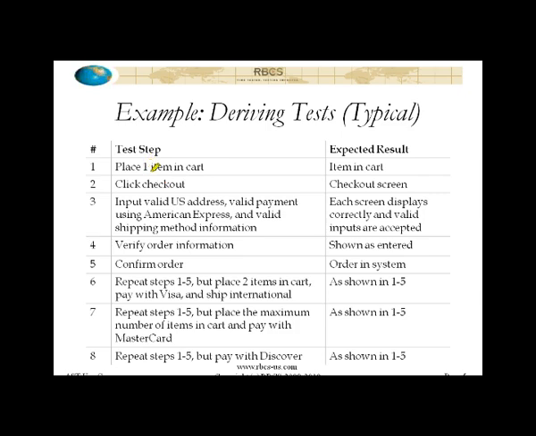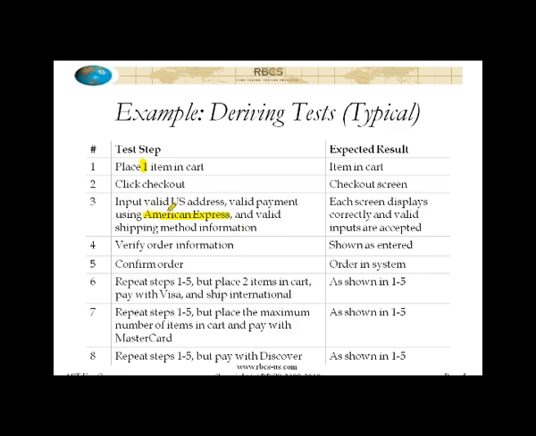Well, we're checking out with a single item. That's the smallest number of items that you can have in your cart in order for it to be a valid order. So that's what we've got here is some kind of boundary value analysis that's going on. You should all see that. Excuse me. So we click checkout. So we should see the checkout screen now at this point. And then we input a valid address in the U.S., a valid payment via American Express, and a valid shipping method.